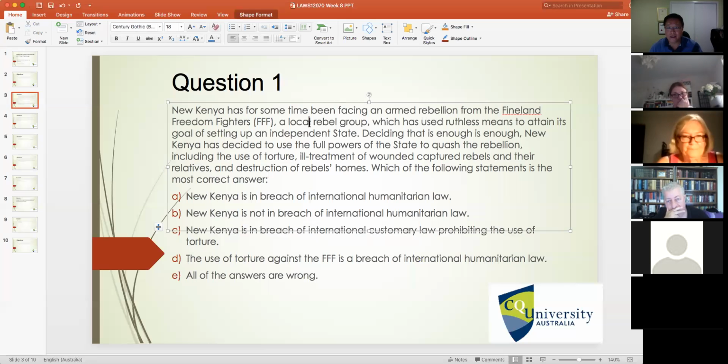We assume that there is an armed conflict going on. We make the assumption that there is an armed conflict because we indicated here that they have been facing an armed rebellion. So there has to be an armed conflict. We would have to assume that.